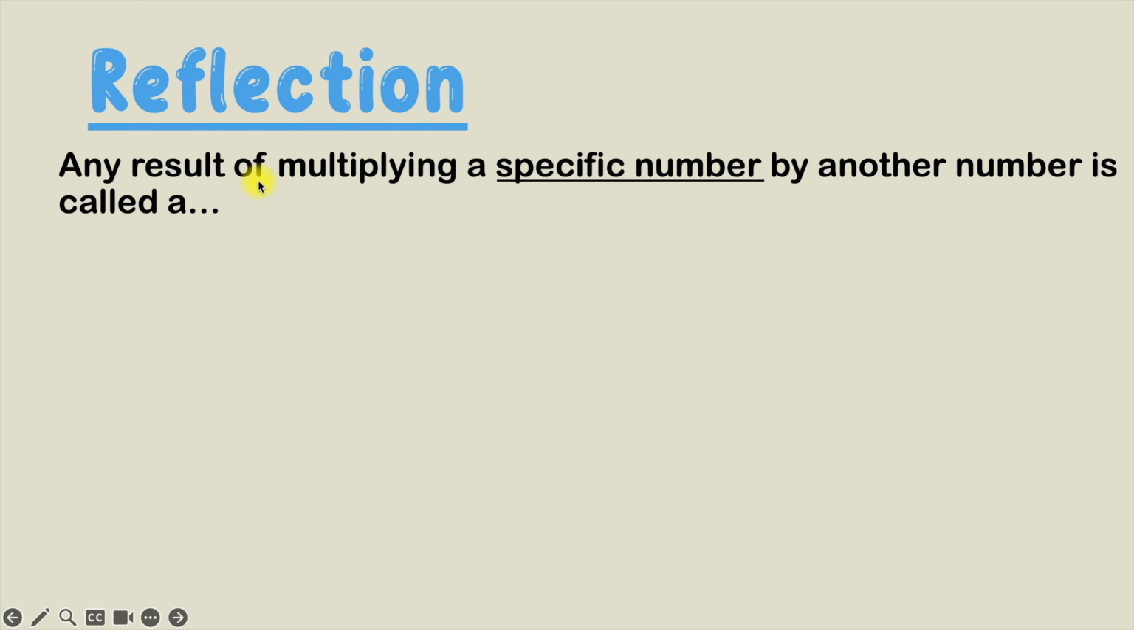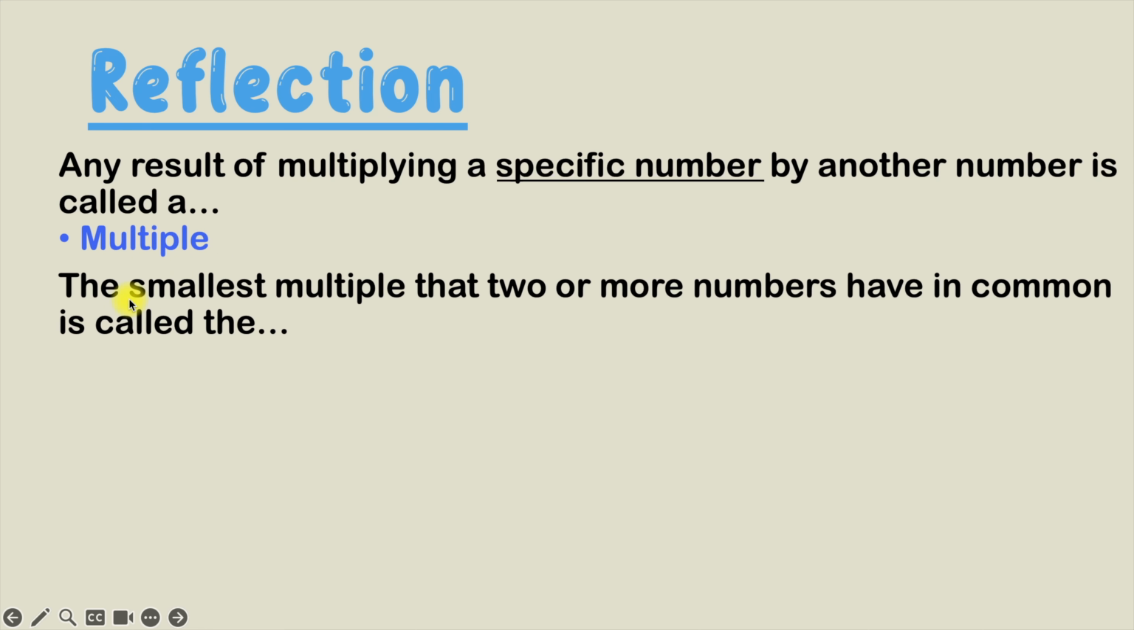So what did we learn from this lesson? Any result of multiplying a specific number by another number is called a multiple. The smallest multiple that 2 or more numbers have in common is called the least common multiple, also known as the LCM.